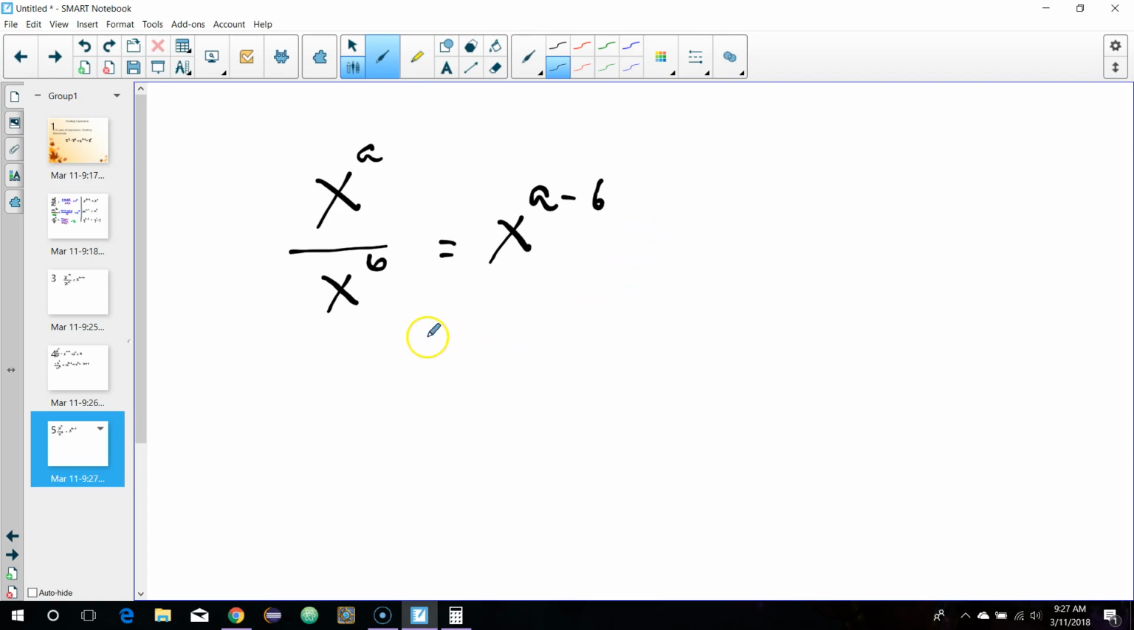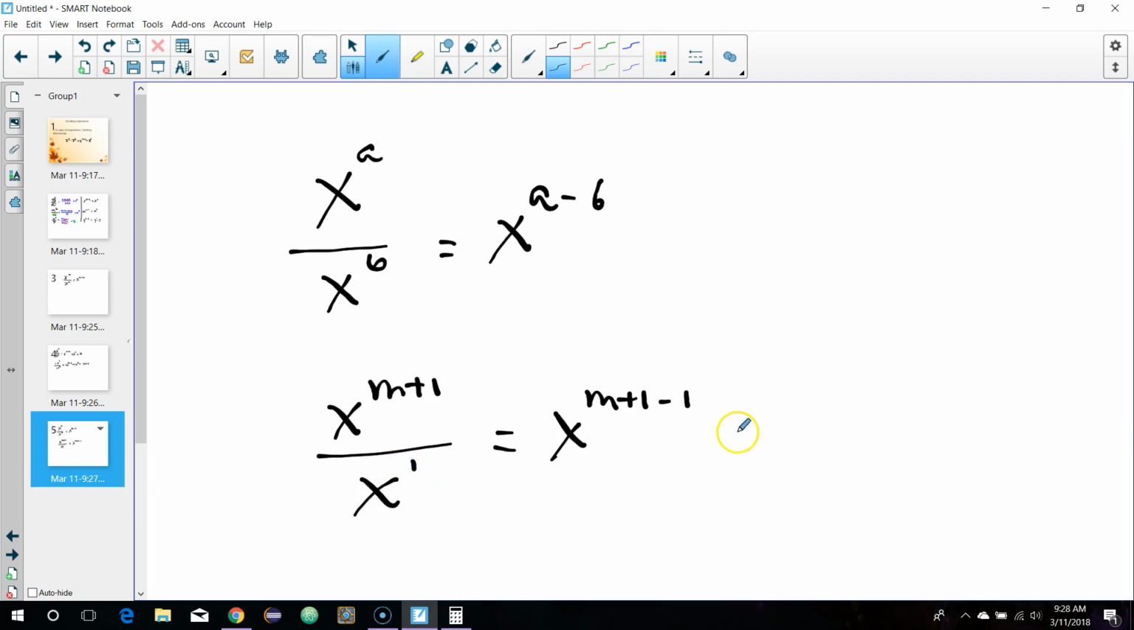Let's make one that's a little bit more difficult. So x to the power of m plus 1 divided by x. Do we have the same base? Yes. So x to the power of m plus 1, those are the exponents on top. We are going to subtract 1 because that is 1 itself. So you end up with x to the power of m. So adding or subtracting still applies whether or not there are exponents.